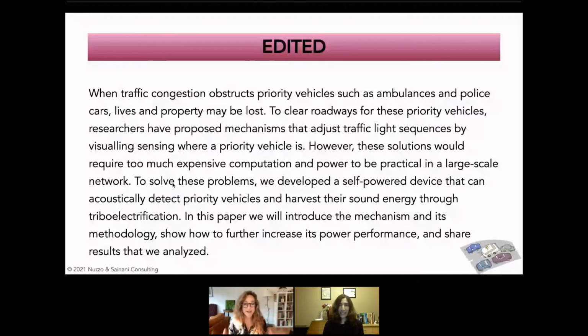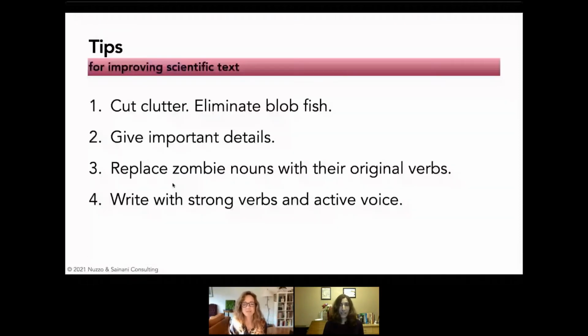So before we wrap up, I just wanted to kind of summarize the tips, Kristin, that you and I talked about today. There's lots of them. We talked about lots of different things, but there are 4 main ones. First is cutting clutter, eliminating those blobfish, going through and saying, does this word or phrase really add anything? What happens if I get rid of it? Is it just as good? Once you clean out that clutter, you have room to put in the important details that you want in there, like the concrete examples or the little things that you might have overlooked.